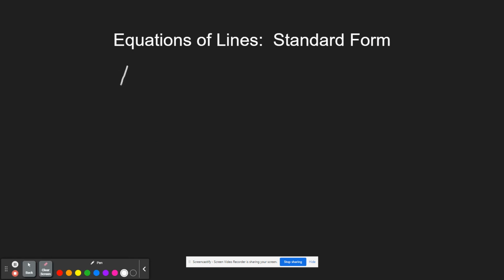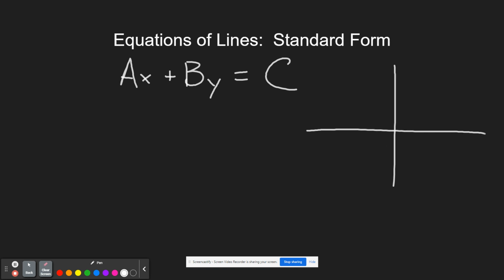Okay, standard form. Standard form is ax plus by equals c. This is not a common form. It's very convenient when it comes to graphing things by their intercepts. So let's say we had 10x plus 2y equals 20.